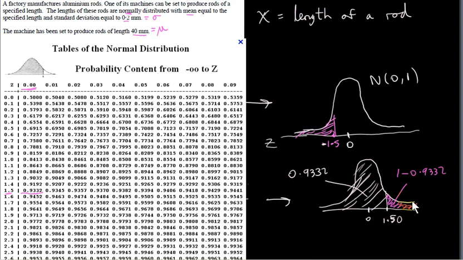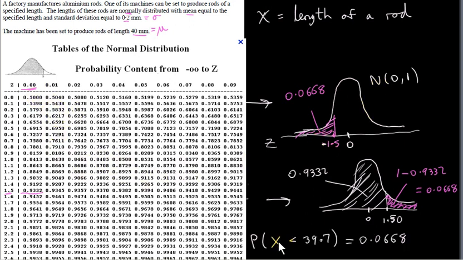Okay, so that tells us that the area in this tail here is 1 minus 0.9332, because the total area under a probability distribution, a normal distribution, or any probability distribution is 1. That area is 0.0668, which is the same as this area here by symmetry. So we're exploiting the symmetry of our normal distribution in order to be able to read the tables.